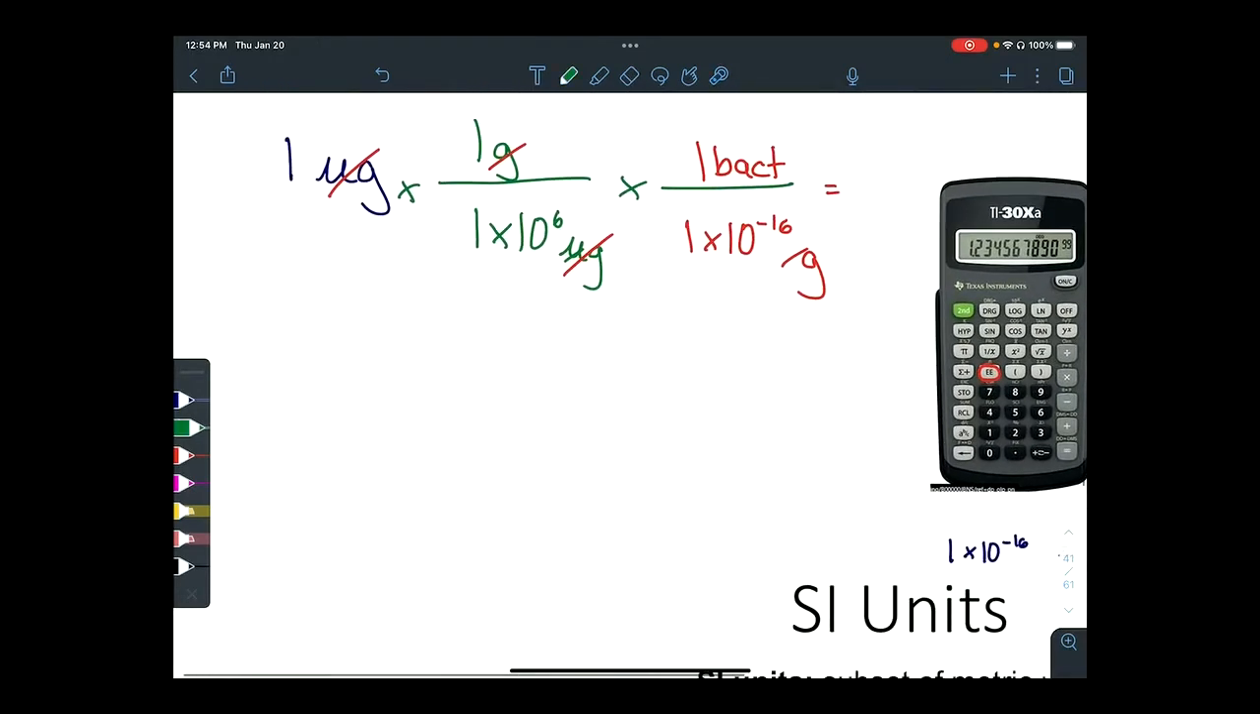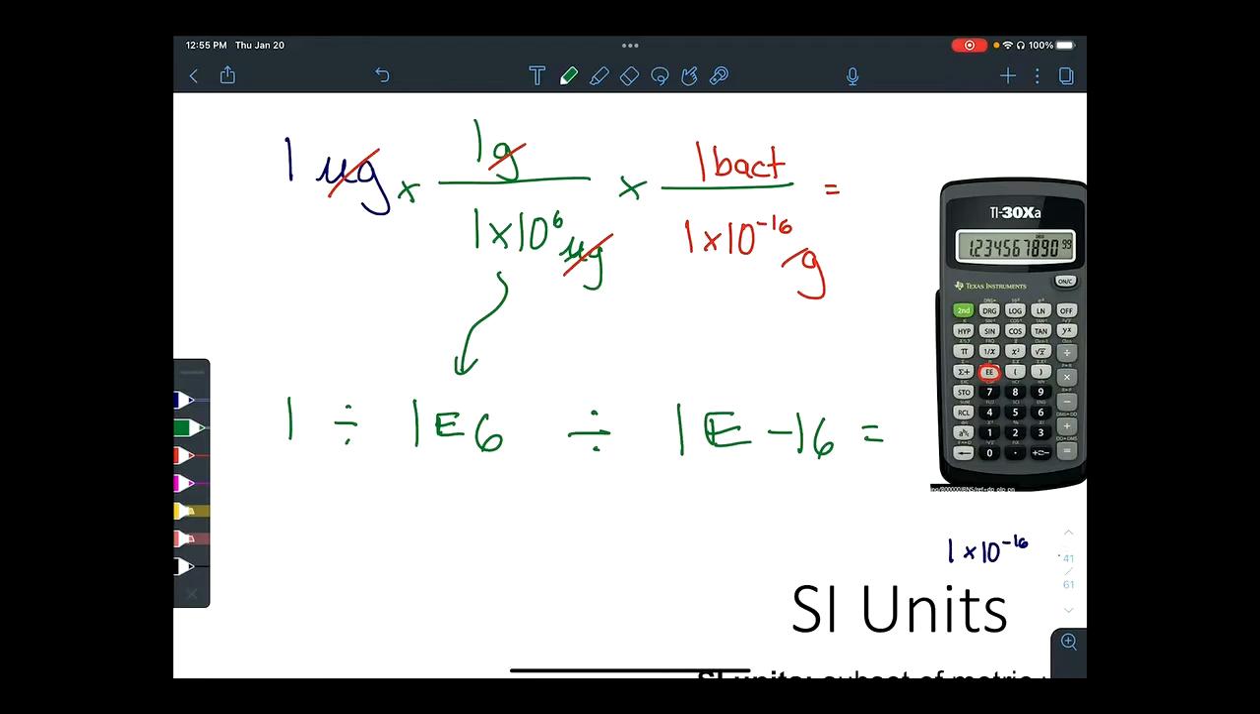So how I would put this into my calculator, I would do 1 divided by 1e6, so that's that part. And then I would do, oh my gosh, no, I wouldn't do times. I would do divided by 1e negative 16, and then press equals. That's what I would put in my calculator, so let's do that.